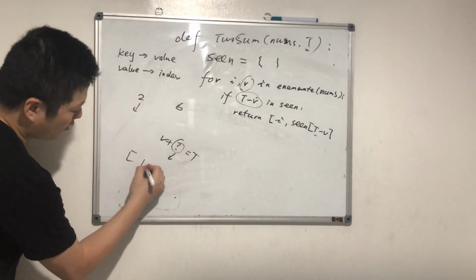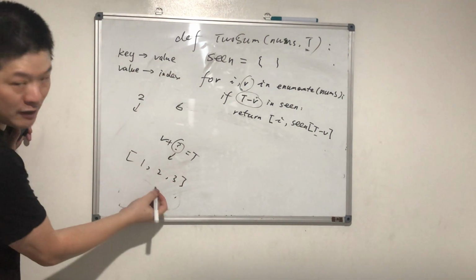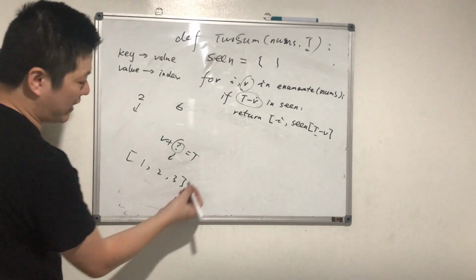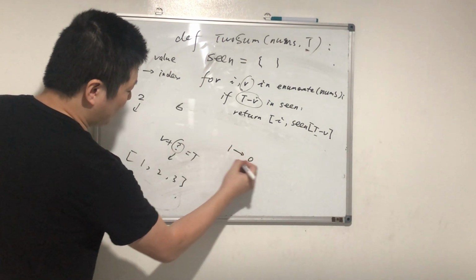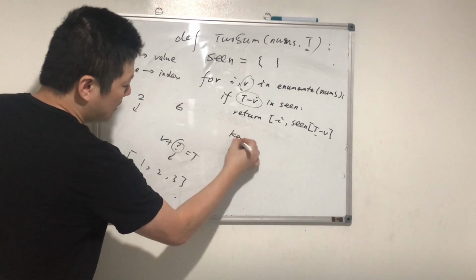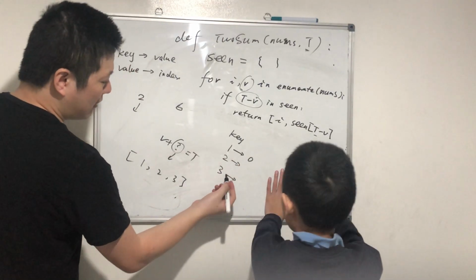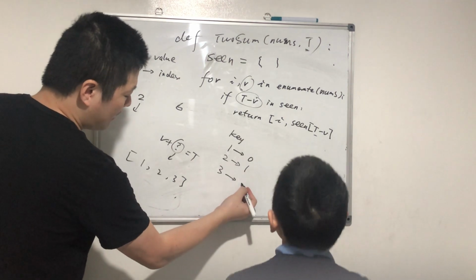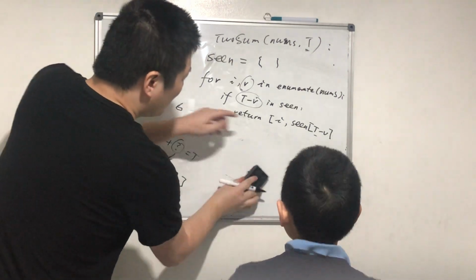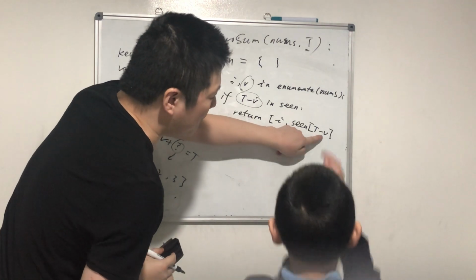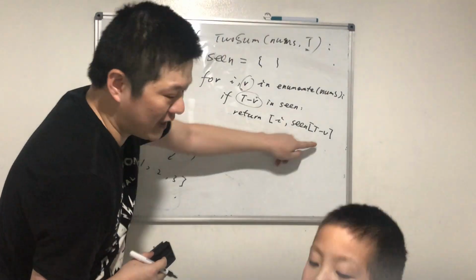Alright, look, Eric. 1, 2, 3. So let's put this in the notebook. What we are storing is that the key 1 will be 0. 2 will be what? 2 will be 1. 3 will be 2. Well done. So look, the index of t minus v is in seen, t minus v, right?